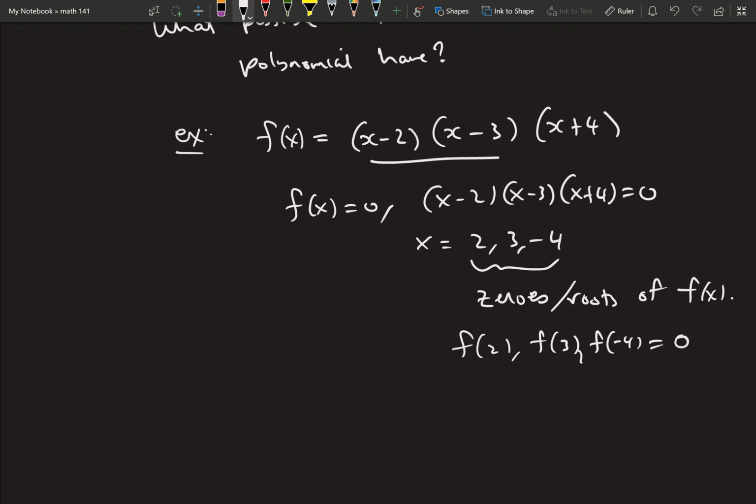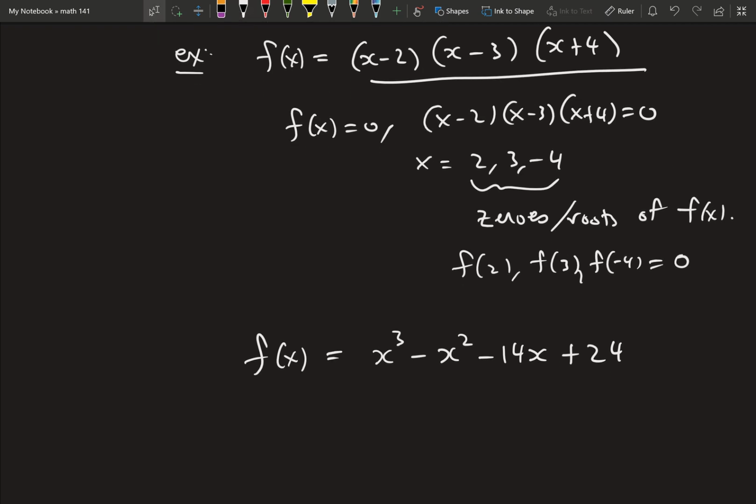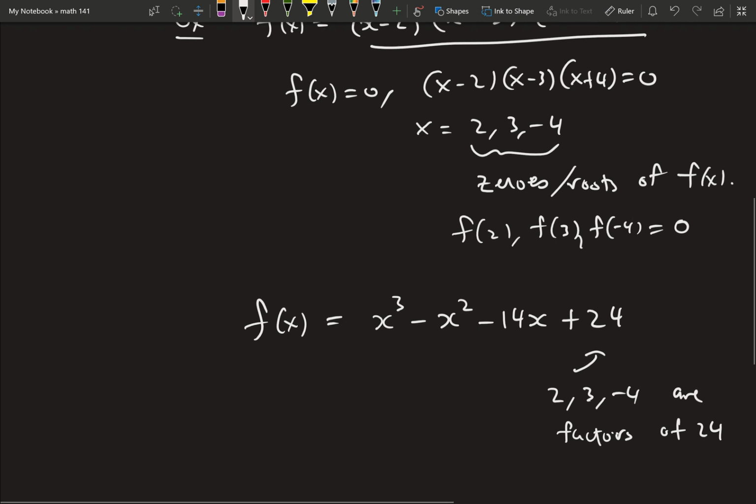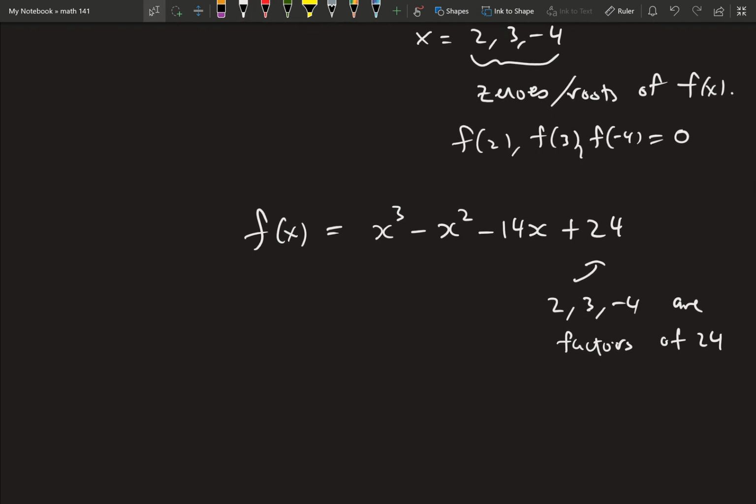If you multiply this entire polynomial out, f of x, you'll get x cubed minus x squared minus 14x plus 24. And notice that the numbers 2, 3, and negative 4 are factors, they divide evenly into the number 24. And this is not a coincidence. It turns out to be a general pattern.